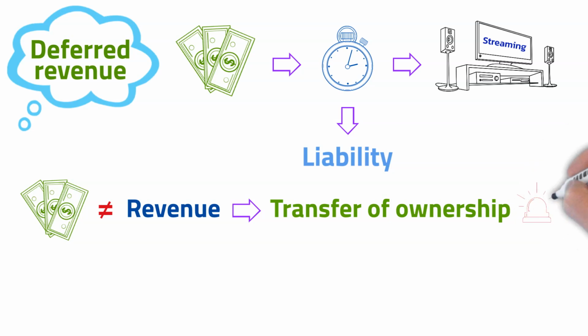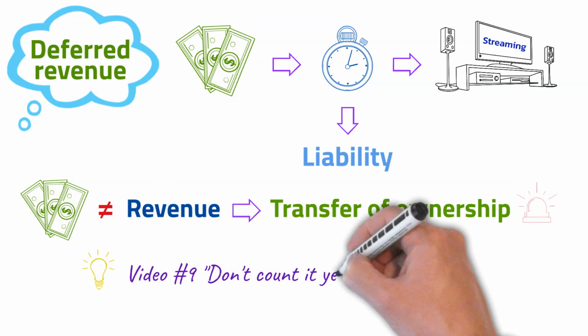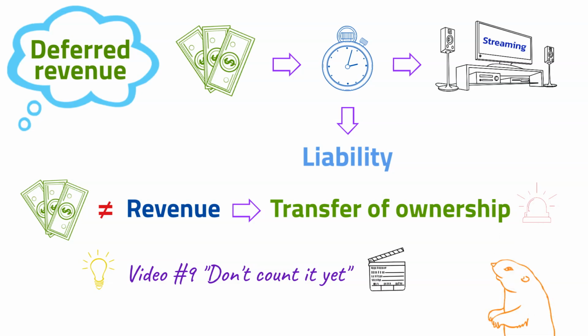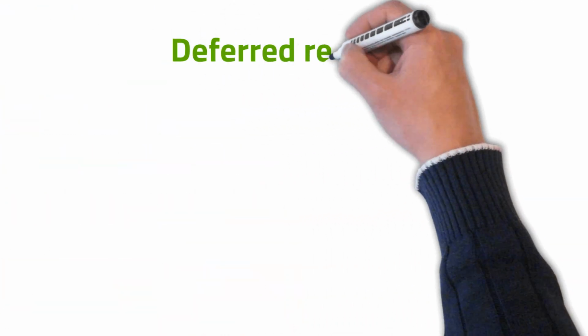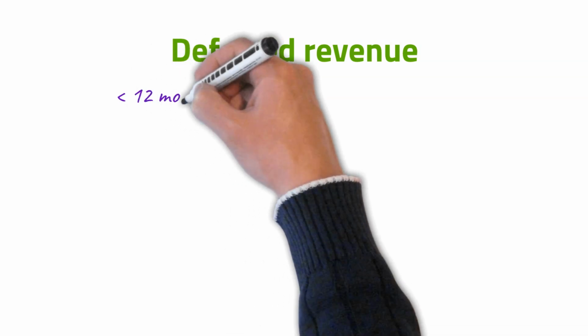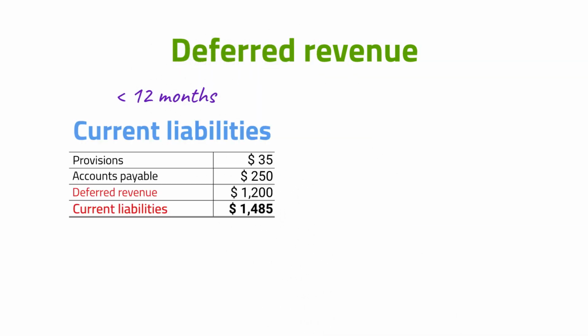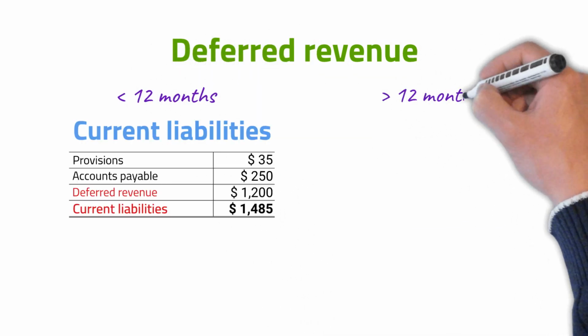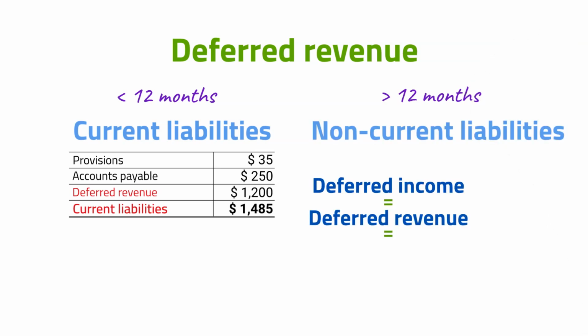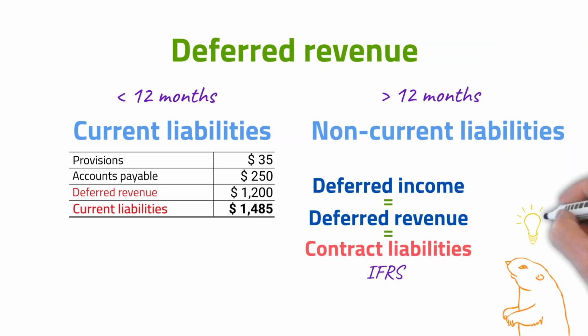We have already briefly discussed deferred revenue as part of the Unearned revenue lesson. You can take a look at video number 9, don't count it yet. On the balance sheet, deferred revenue usually appears in current liabilities for amounts you expect to earn within 12 months, and in non-current liabilities for the rest. In IFRS, it is often called contract liabilities.